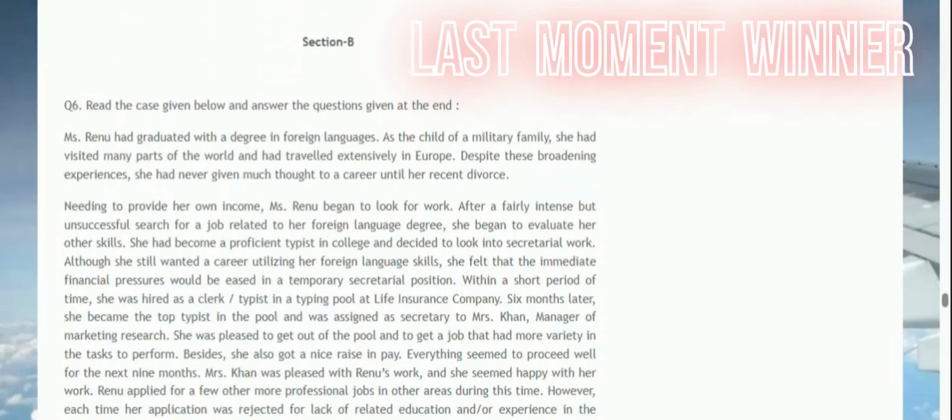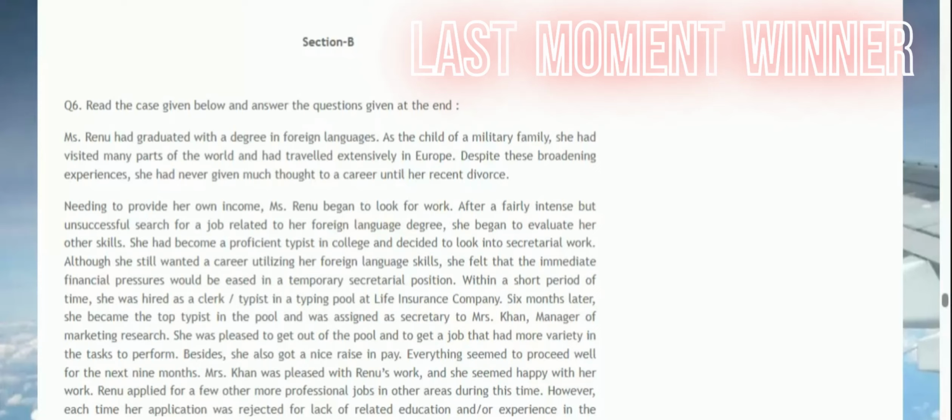Within a short period of time, she was hired as a clerk typist in a typing pool at a life insurance company. 6 months later, she became the top typist in the pool and was assigned as secretary to Mrs. Khan, manager of marketing research. She was pleased to get out of the pool and to get a job that had more variety in the tasks to perform. Besides, she also got a nice raise in pay.